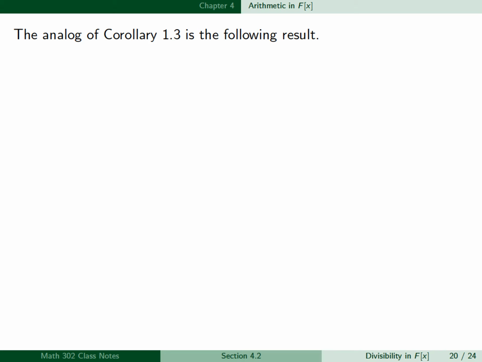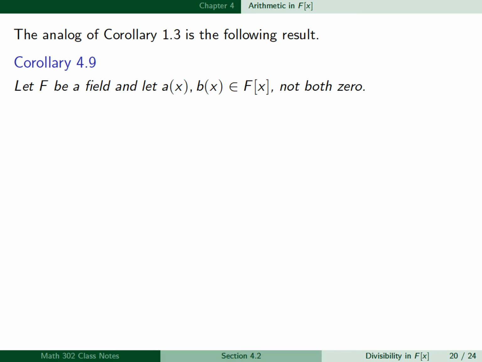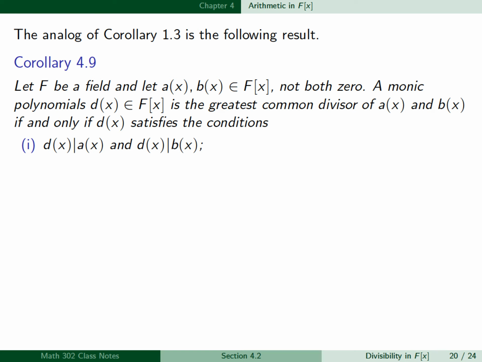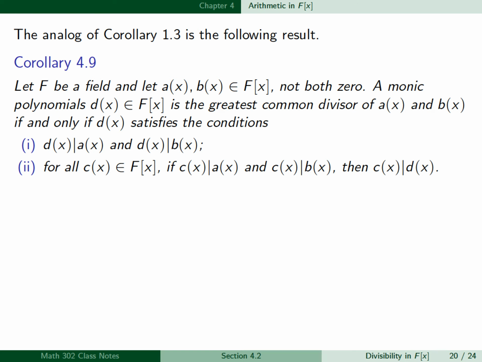Now the analog of Corollary 1.3 is the following result. This is Corollary 4.9, and this can be proved from the theorem. So let F be a field, let a(x), b(x) in F[x] not both 0. A monic polynomial d(x) in F[x] is the greatest common divisor of a(x) and b(x) if and only if d(x) satisfies the two conditions. First, d(x) is a common divisor of a(x) and b(x), and second, if c(x) is another common divisor of a(x) and b(x), then c(x) divides d(x).